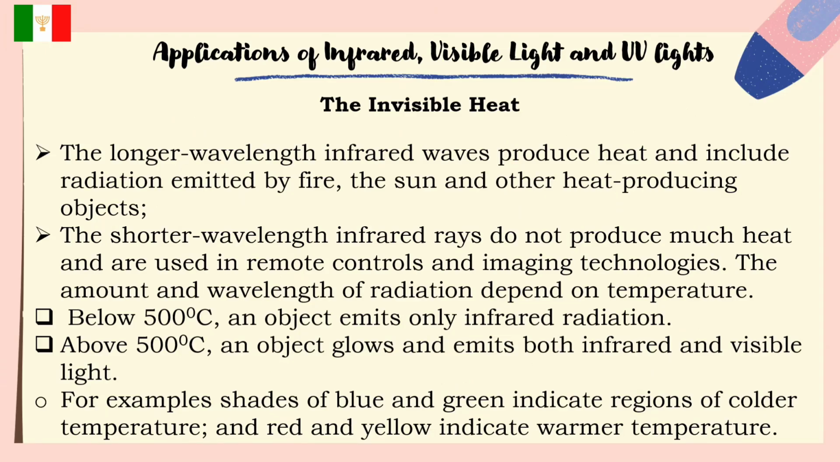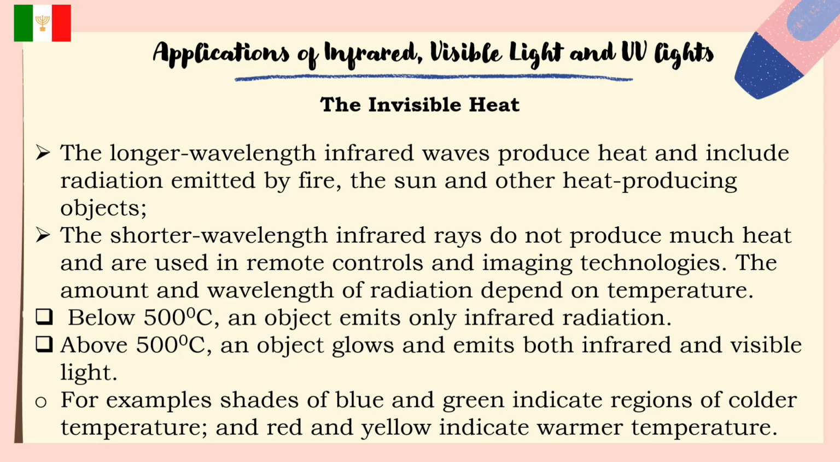So let us discuss the invisible heat. Infrared waves are in the lower middle range of frequencies in the electromagnetic spectrum. Infrared radiation lies beyond the red end of the visible light. The size of infrared waves ranges from a few millimeters down to a microscopic length. The longer wavelength infrared waves produce heat and include radiation emitted by fire, the sun, and other heat-producing objects.